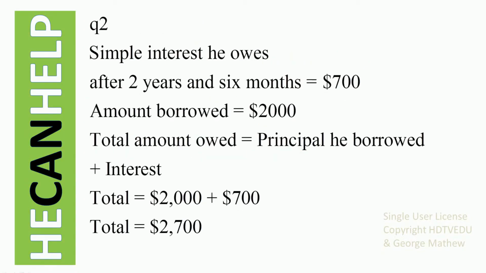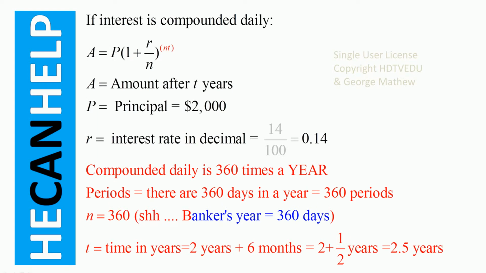Question number 2, what is the amount owed? So we have $700 as the interest. The amount that John borrowed is $2,000. So what is the total amount owed? It is $2,000 plus $700, and that is $2,700.